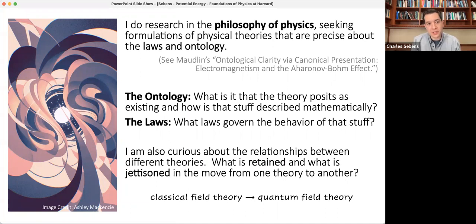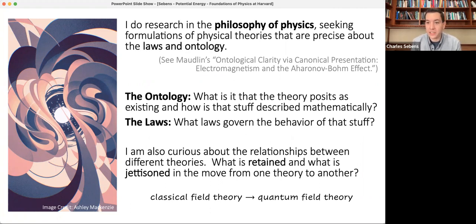I wanted to start, before jumping into the questions that will be the focus of today's talk, with just a little bit of background on where I'm coming from, what some of my motivations are, and what kind of approach I'm taking to these issues. So I'm a philosopher of physics, and philosophers of physics are interested in many different kinds of questions, but I'm foremost interested in questions about laws and ontology.